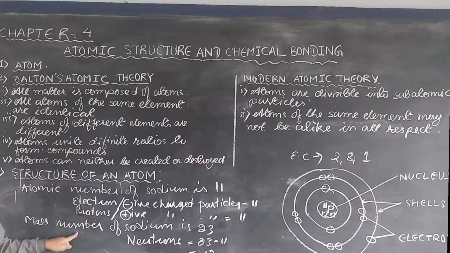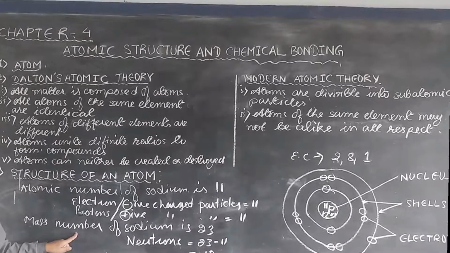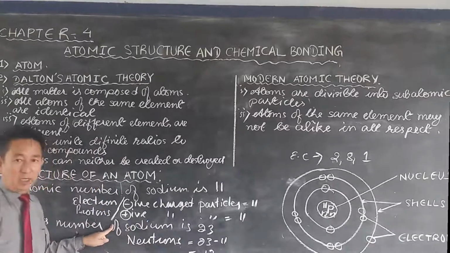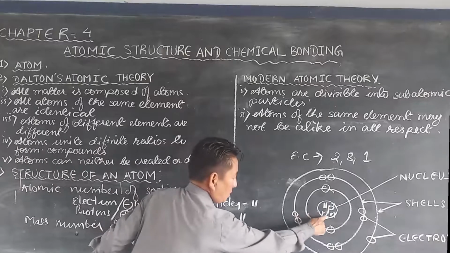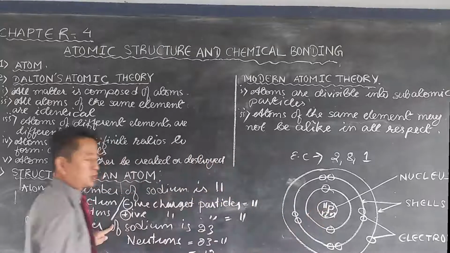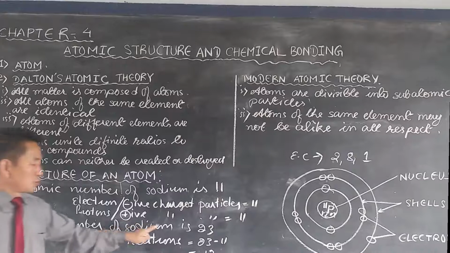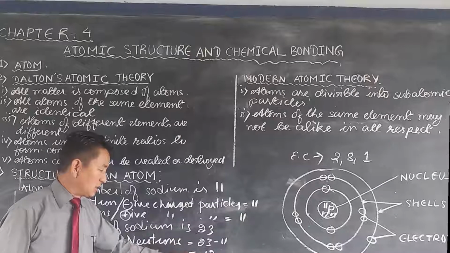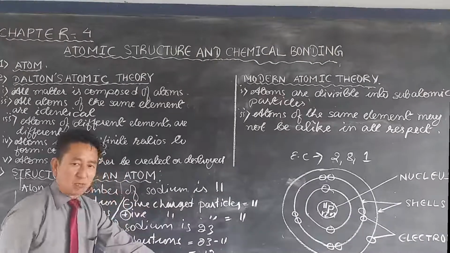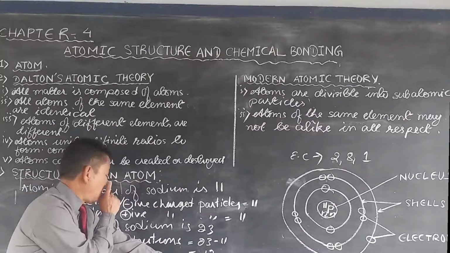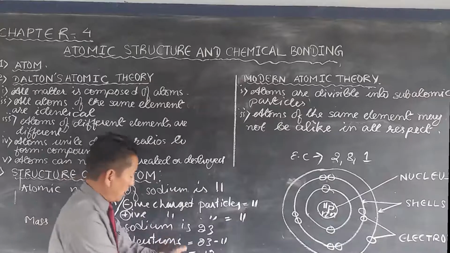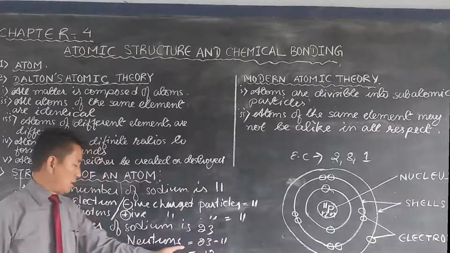Mass number means the sum of the protons and neutrons present in the nucleus of an atom. The mass number of sodium is 23. As you can see here, 11 protons and 12 neutrons make 23. So the mass number of sodium is 23. How can we find the number of neutrons? When we subtract the atomic number from the mass number, or when we subtract the number of protons or electrons from the mass number, we will get neutrons. See, 23 minus 11 is 12, 12 neutrons.